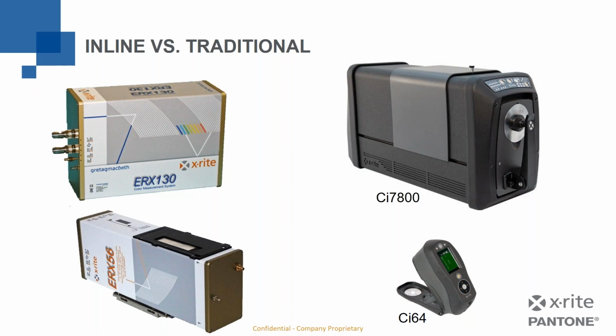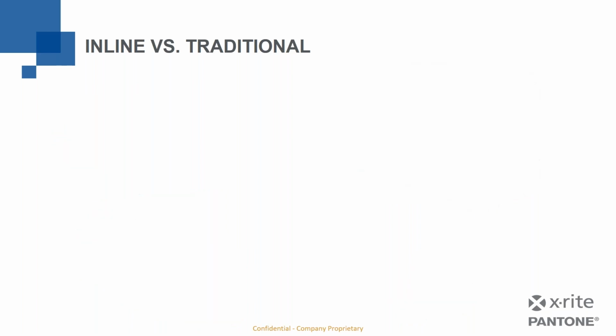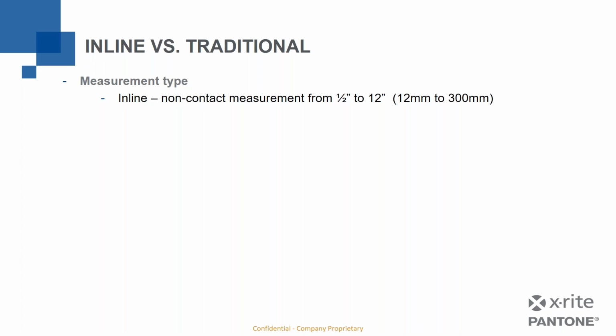But they are also really more laboratory focused devices, where the instruments on the left, the ERX 130, the ERX 56, a couple of examples of inline devices, are built to be in that environment and work well. So what's the difference functionally? Well, let's talk about measurement type. And I say type meaning how does the instrument measure the sample? Well, with inline, we are doing non-contact measurement. And which inline device we would be considering will depend on what it is you're measuring and the application and so forth.